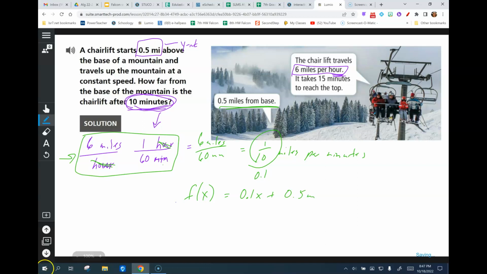Oh, hold on a second. I just had to check something for a second because I wanted to make sure this was in miles right here.